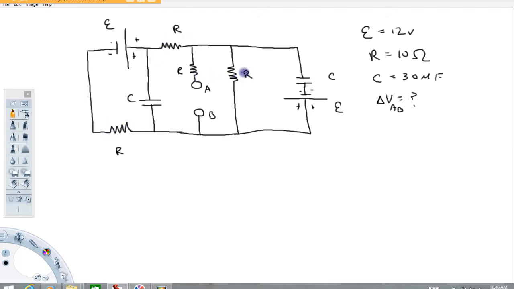And again, just to make the video flow a little bit more fluidly, we're going to assume that all the resistors have the same value of 10 ohms, the two EMFs are 12 volts, and the capacitors 30 microfarads. What we're going to do is try to calculate the potential difference between A and B.